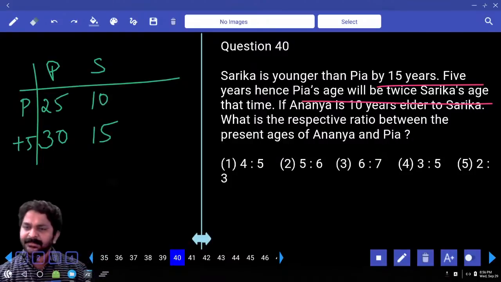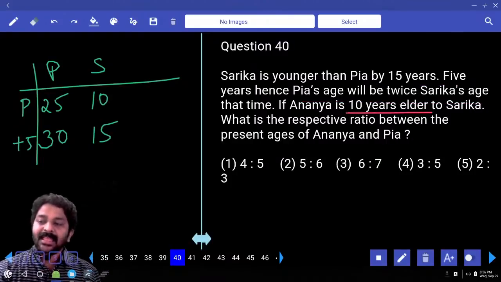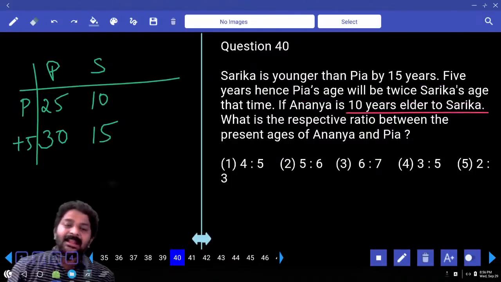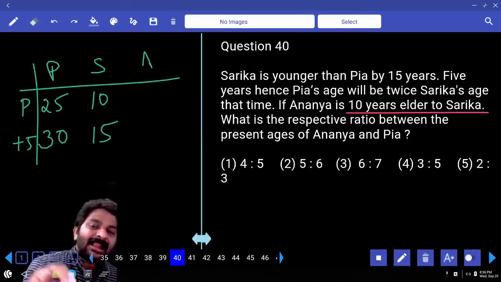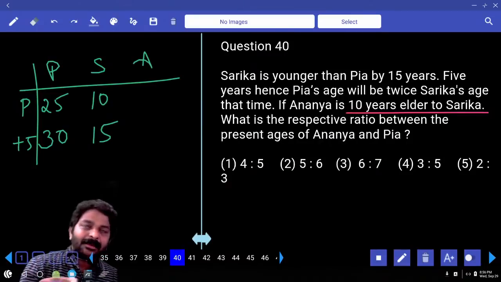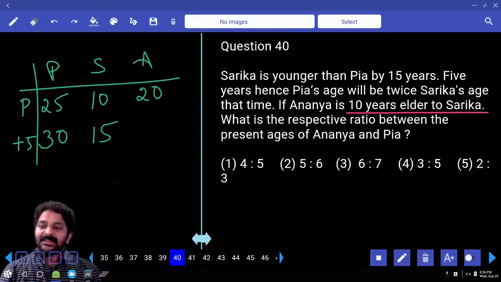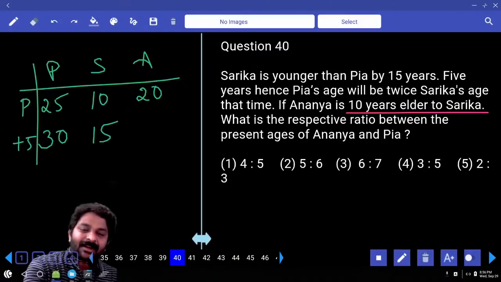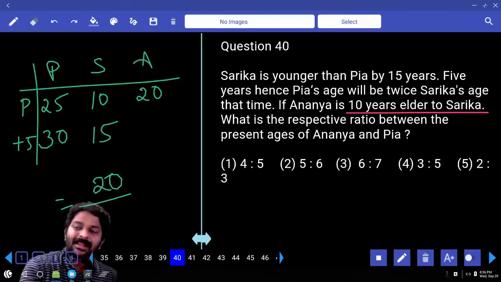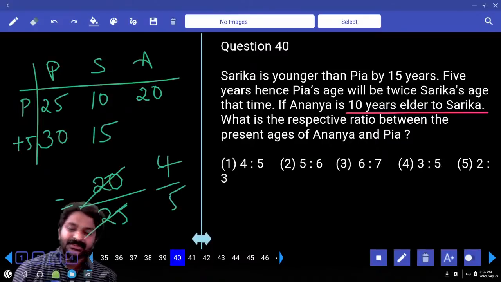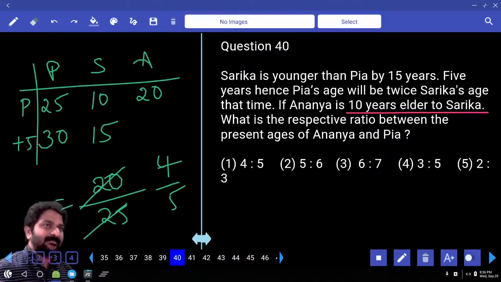Okay, next. If Ananya is 10 years elder to Sarika, elder in the sense more only, how many years more? 10 years, then it becomes 20. What is the respective ratio between the present age of Ananya, 20, and Pi, 25? Cancellation with 5: 4 times, 5 times. 4:5, first option, final answer.